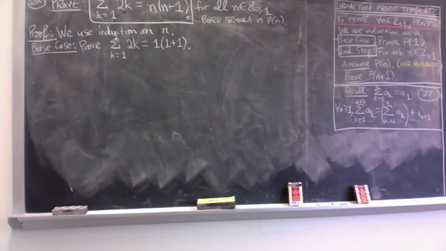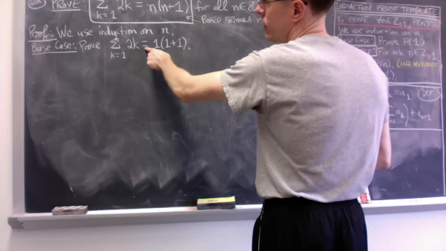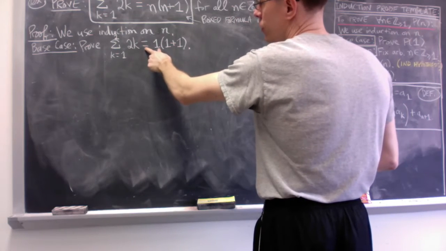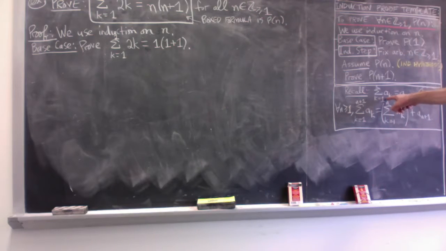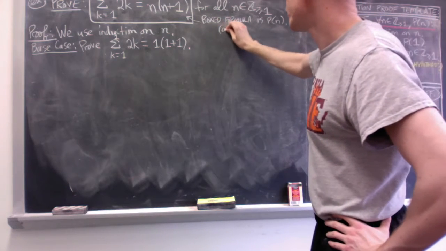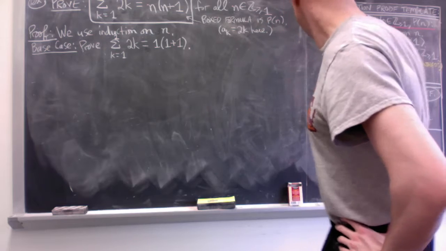And this is going to be easy as long as we realize that we can't use this equation in the proof. This is the goal. We don't know it just yet. And so what we have to do instead is go back over here. By the way, what is a sub k in this situation? a sub k is 2k, 2 times k. All right.